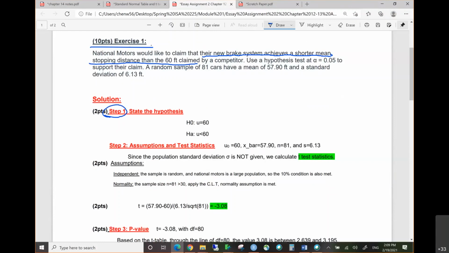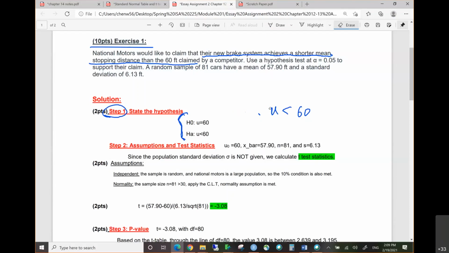I see several problems. The first problem is, remember, the hypothesis is always a pair. You cannot just give me, okay, my alternative hypothesis is mu less than 60. This is not a hypothesis. The hypothesis should be one pair, null hypothesis and alternative hypothesis together. So this is the first thing.